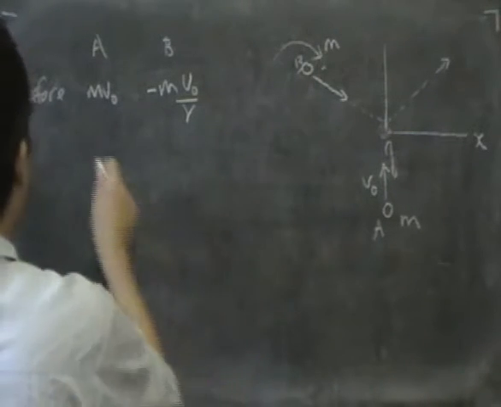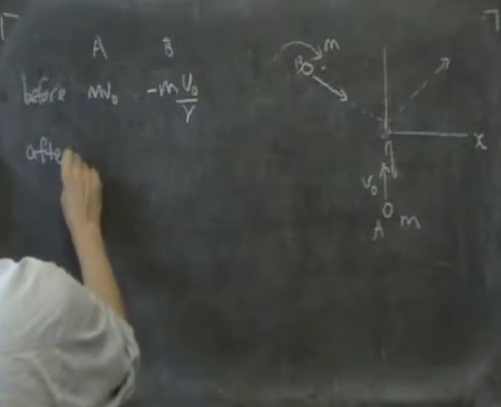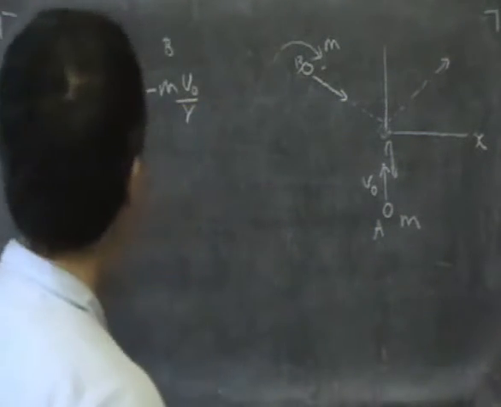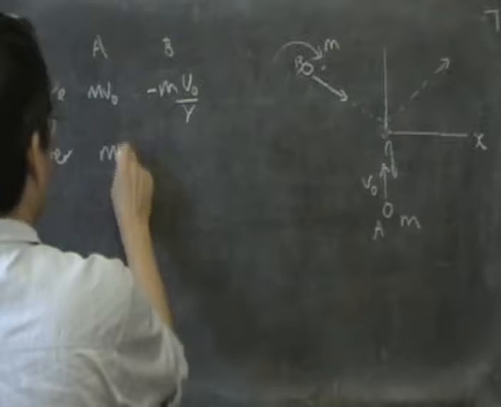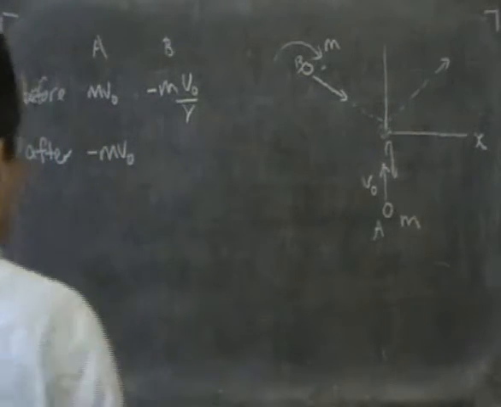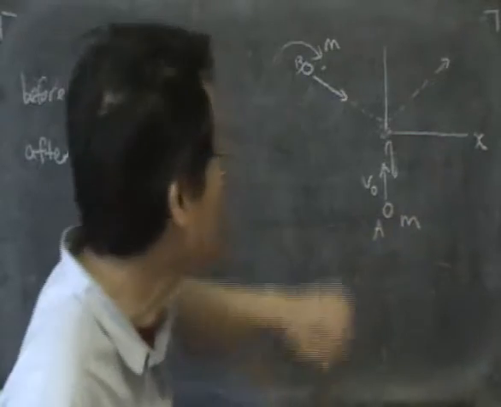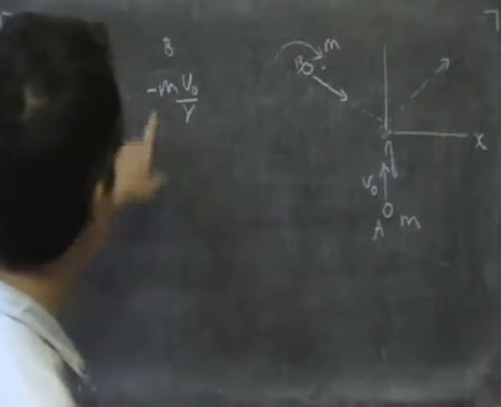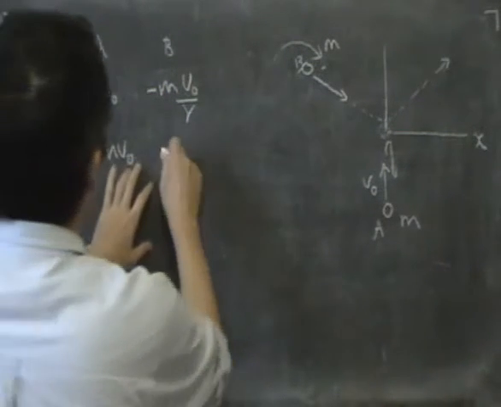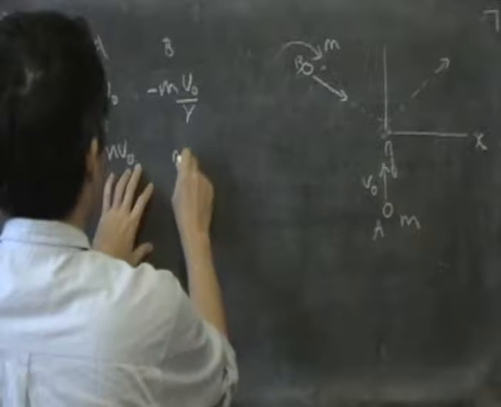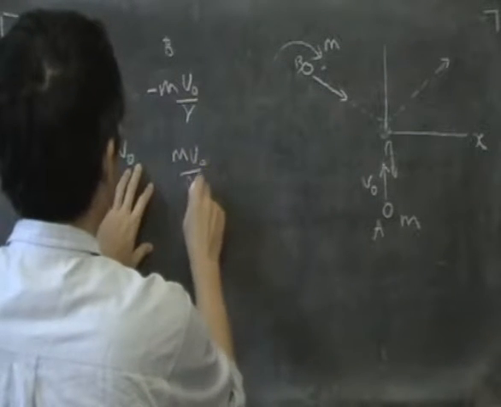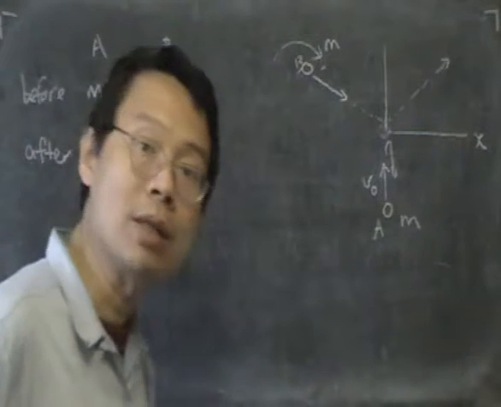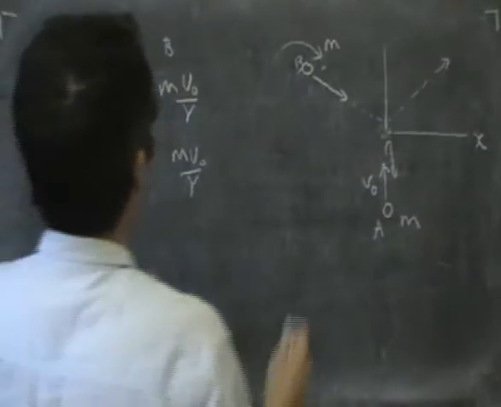Now let's look at what happens after collision. After collision, ball A moves back down at the same velocity. So momentum is again mv0, but with a minus sign because the direction has changed. What about B? B bounces up, it's completely symmetrical, so we expect the same momentum but a change in sign: mv0 over gamma. Right? So then we have all that we need to find the total momentum. So let's find the total momentum.